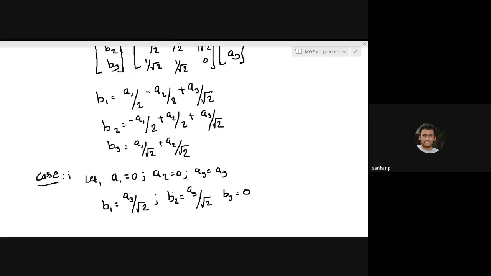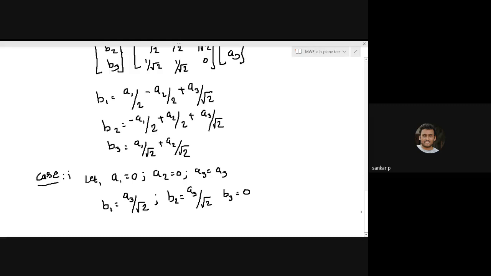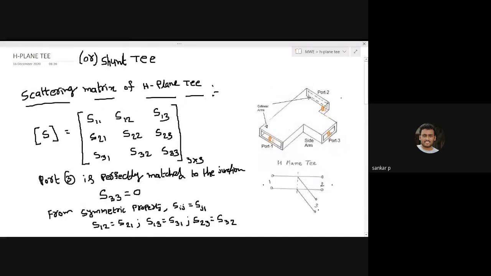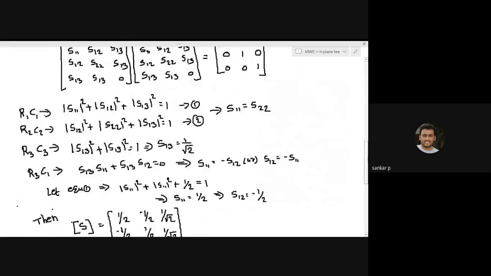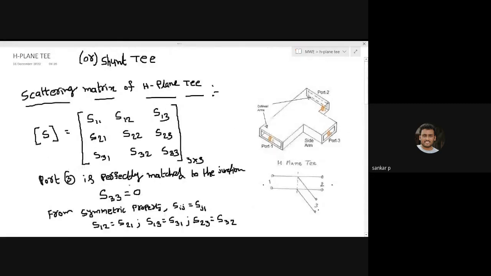After this derivation, we have the scattering matrix derivation for the magic T or EH plane T. That we will discuss in the next session. Hope you got this derivation. It's a simple derivation; if you go through it you can easily understand. Anyhow, I will send the notes, but for your reference I am just sending it to you. Thank you. We will meet in the next session.